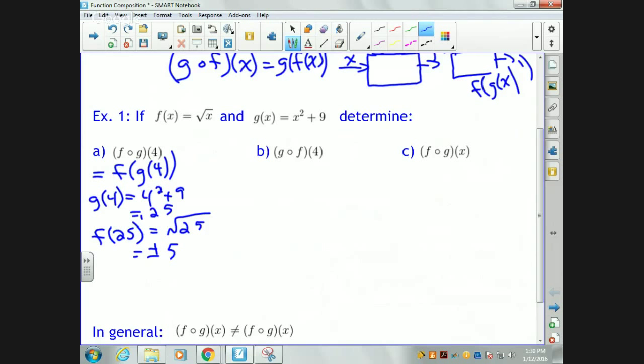So the other way that we could do this is to just combine these two steps into one and say, okay, we need to take 4.